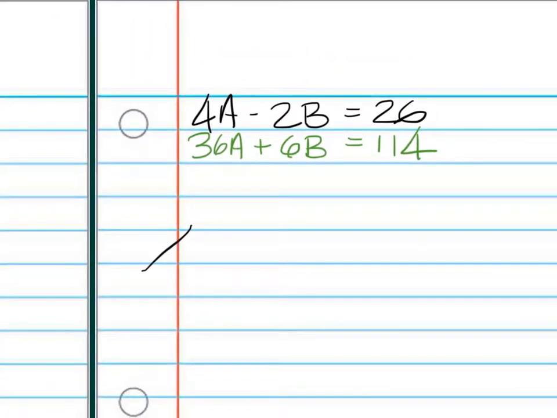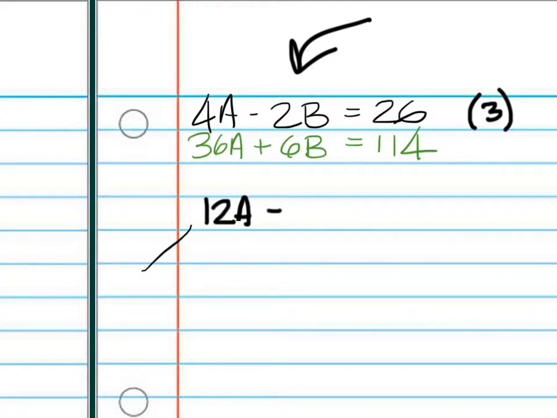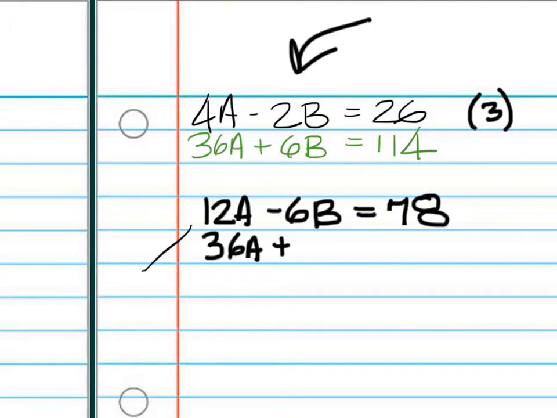You have to solve this system of equations. You can choose to eliminate the a's, you can choose to eliminate the b's. What I'm going to do is eliminate the b's. I want a 6b in this spot, so I'm multiplying by 3. And I will get 12a minus 6b equals 26 times 3 is going to be 78. On the bottom, it does not have to change. We have a plus 6b with that one.